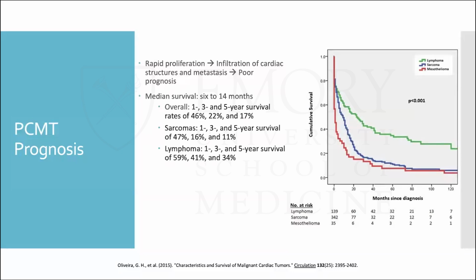Case series have suggested that the median survival of those diagnosed with primary cardiac malignant tumors is between 6 and 14 months. The overall 1, 3, and 5-year survival is 46%, 22%, and 17% respectively. Those who have sarcomas do a little bit worse than those who have lymphomas. Those with sarcomas have a 1, 3, and 5-year survival rate of 47%, 16%, and 11%. Those with lymphomas have a 1, 3, and 5-year survival of 59%, 41%, and 34%. So still bad, but not as bad as sarcomas.